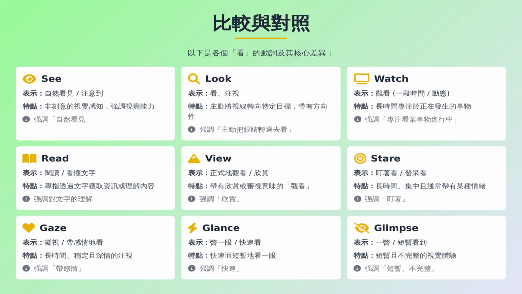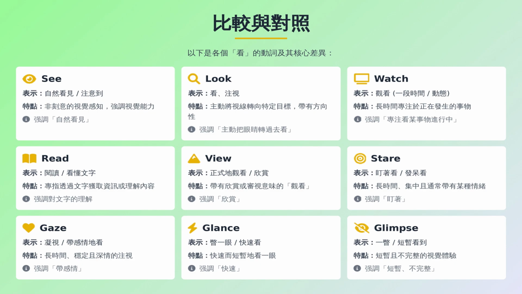Watch means to watch for a period of time or an activity. Characteristics: focuses on something that is happening for a long time. Emphasis on watching something in progress. Read means reading or understanding text. Characteristics: specifically refers to obtaining information or understanding content through text. Emphasis on understanding the text. View means to look at something formally or to admire it. Characteristics: view implies appreciation or scrutiny.